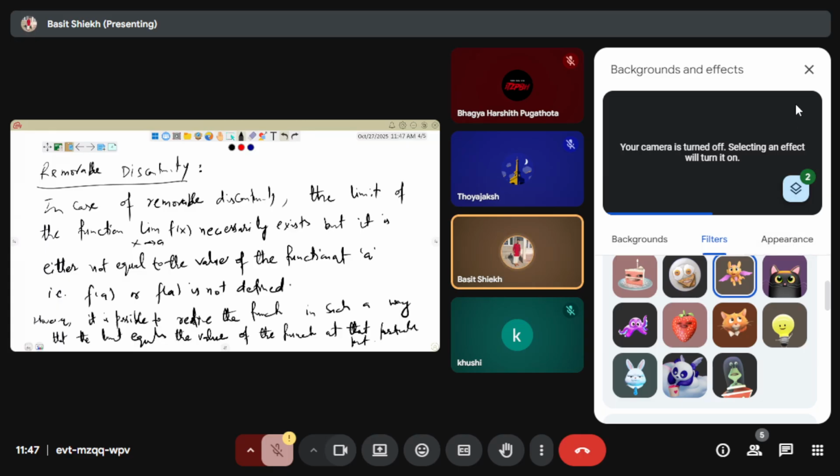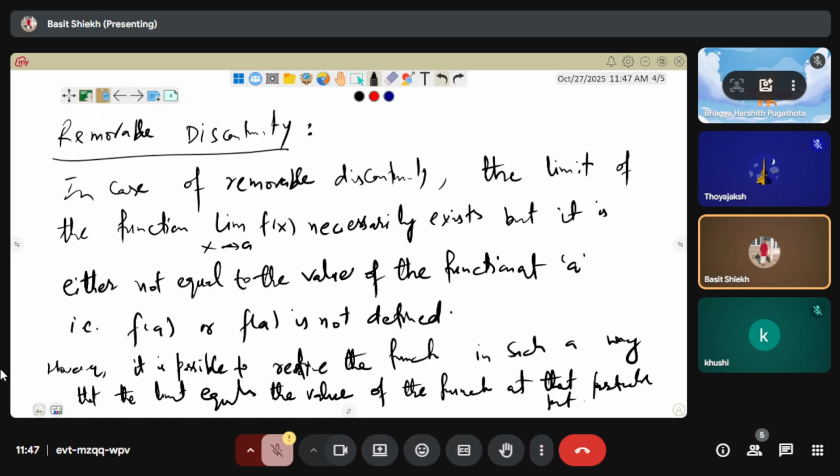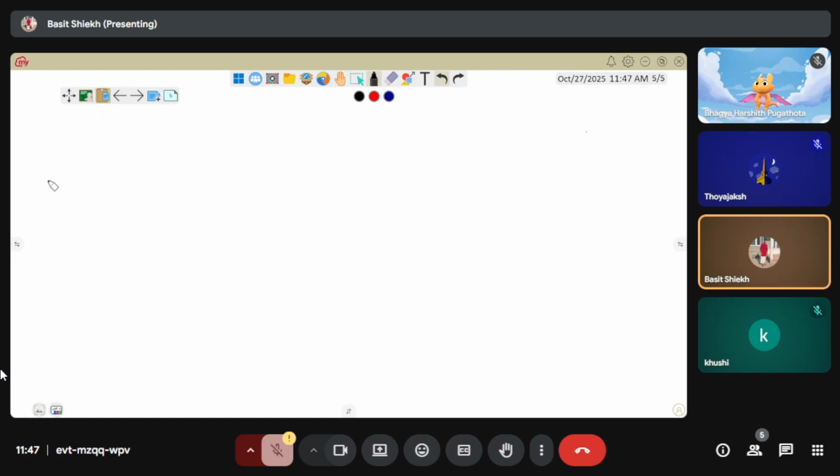So we have this possibility to redefine the function in such a way that the limit equals the value of the function at that particular point. I take integration on both sides. Mass is a constant, it will come outside and v dV. So here we have to take the limits. What are the limits here? We can define it like initial velocity at that particular point.